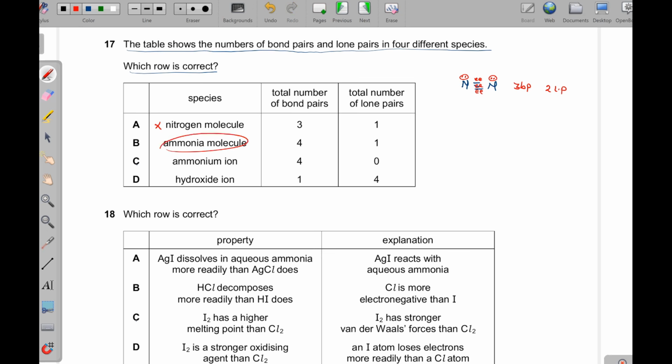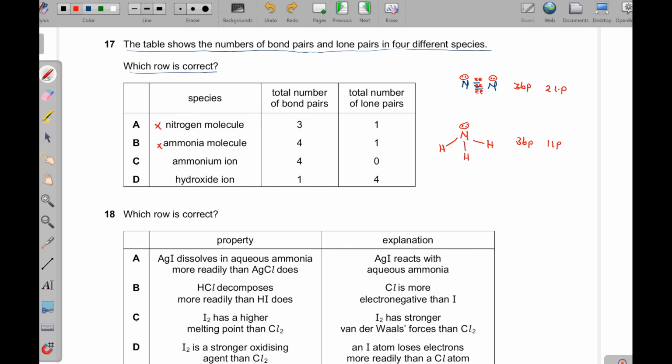Then we go to ammonia molecule. Ammonia molecule here, it has a trigonal pyramidal shape. Then here there is a lone pair. So this is a bond pair, and a bond pair. So these are how many? 3 bond pairs and then 1 lone pair. So the 3 and 1 would have been for this one here, but they are saying 4 and 1. So that means even this one is off.